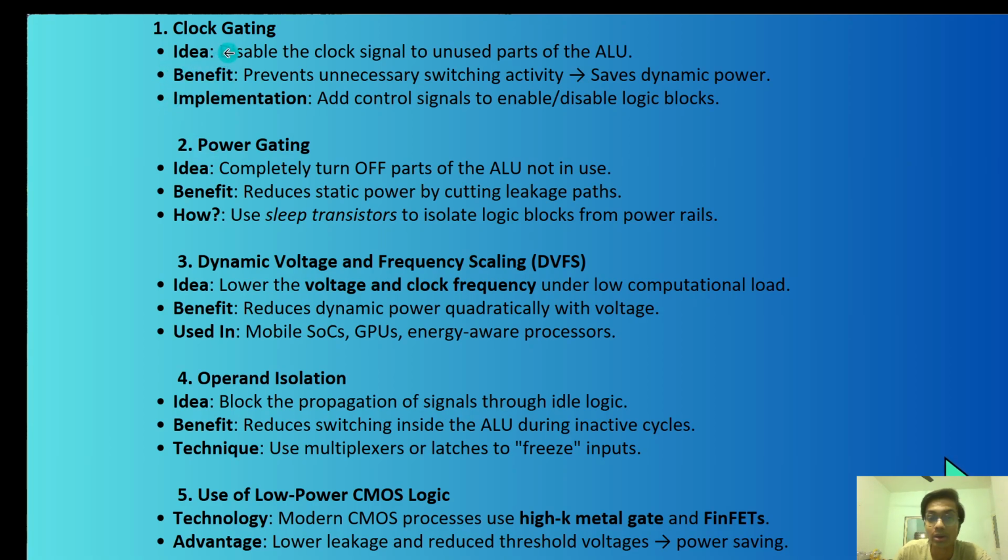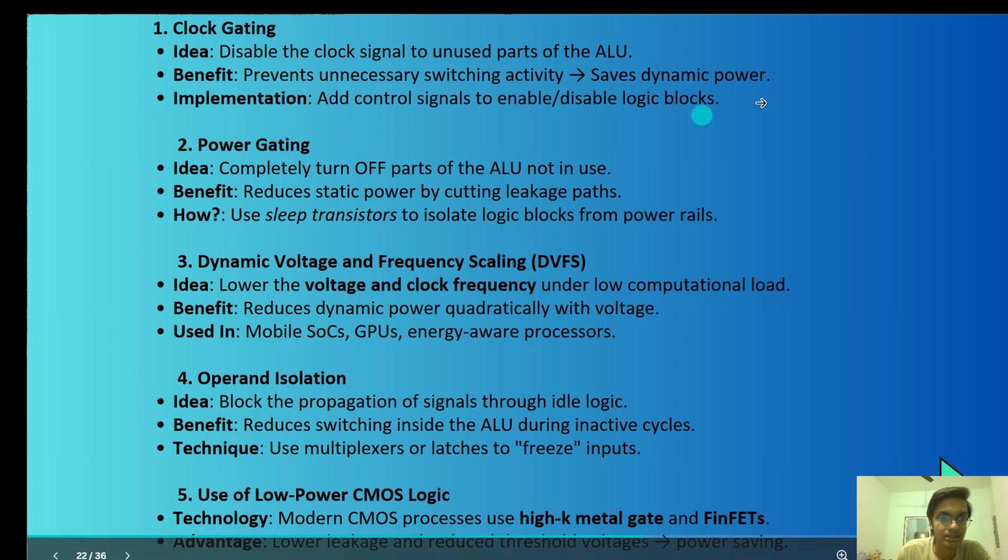Clock gating: as we know, the clock signal. The idea is to disable the clock signal for the unused parts of the ALU. Suppose we are not using any logic gate right now, so we disable the clock signal for them, and only for the adder or subtractor which we are using right now, we turn the clock signal on only at that time, so that we don't use too much power on all the components of the ALU.